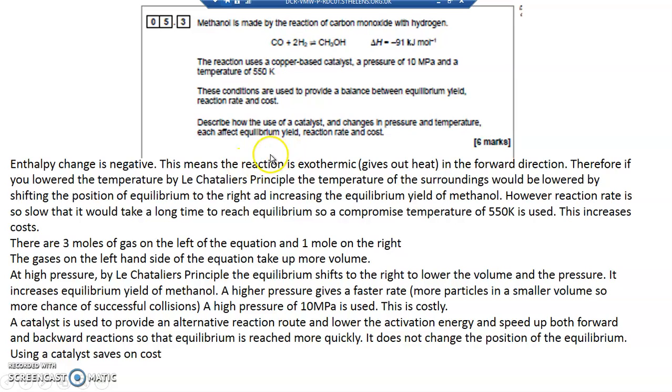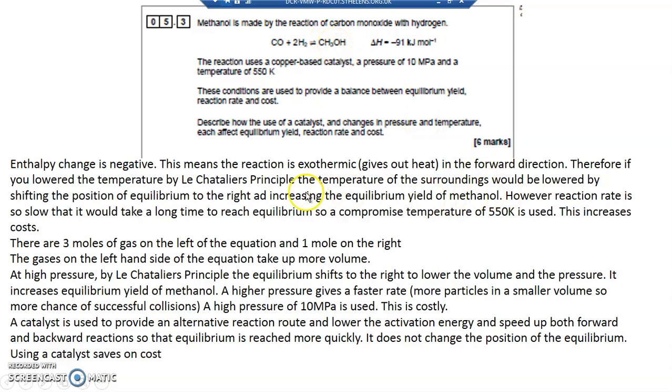Therefore, if by Le Chatelier's principle you lower the temperature of the surroundings, then it's going to oppose that change and try and increase the temperature. So by lowering the temperature, it's going to try and increase the temperature. How can it increase the temperature? Make more methanol, increase the equilibrium yield, or shift the position of equilibrium to the right hand side, because when you do so you make heat. So if you lower the temperature, then it's going to make more heat by shifting the position of equilibrium to the right hand side and make more methanol.